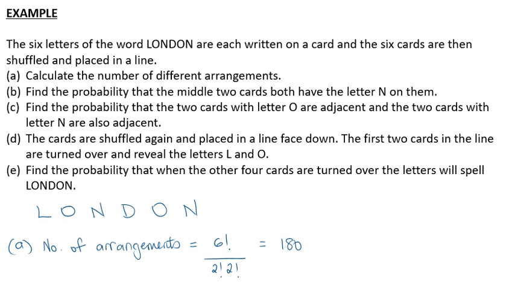B, find the probability that the middle 2 cards both have the letter N on them. It's a probability. We've already worked out the number in the sample space, which is the number of arrangements overall. That's 180. So we can jump straight to the event, which is that the middle 2 cards both have the letter N on them. I'm going to define my event. Let's call it B.